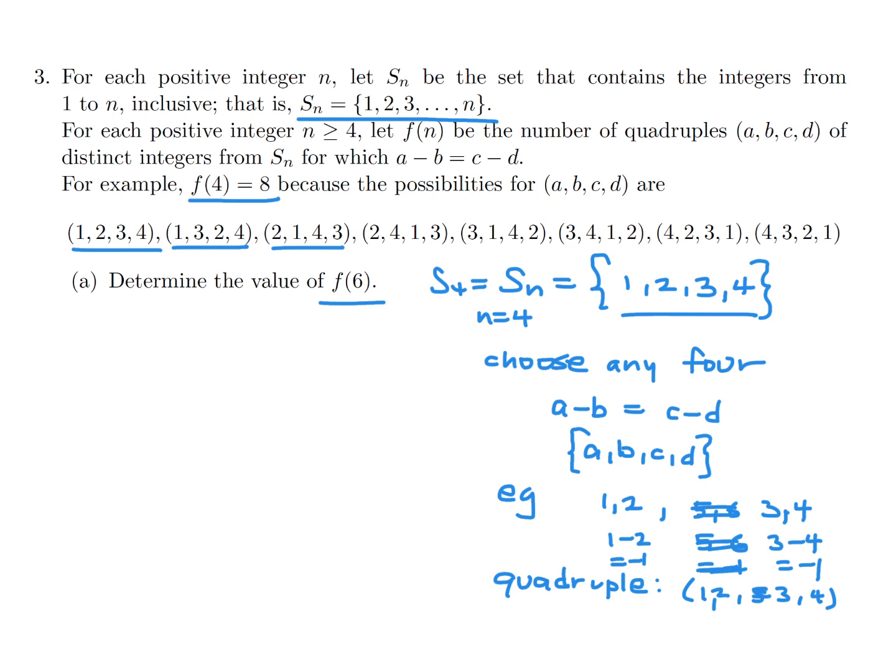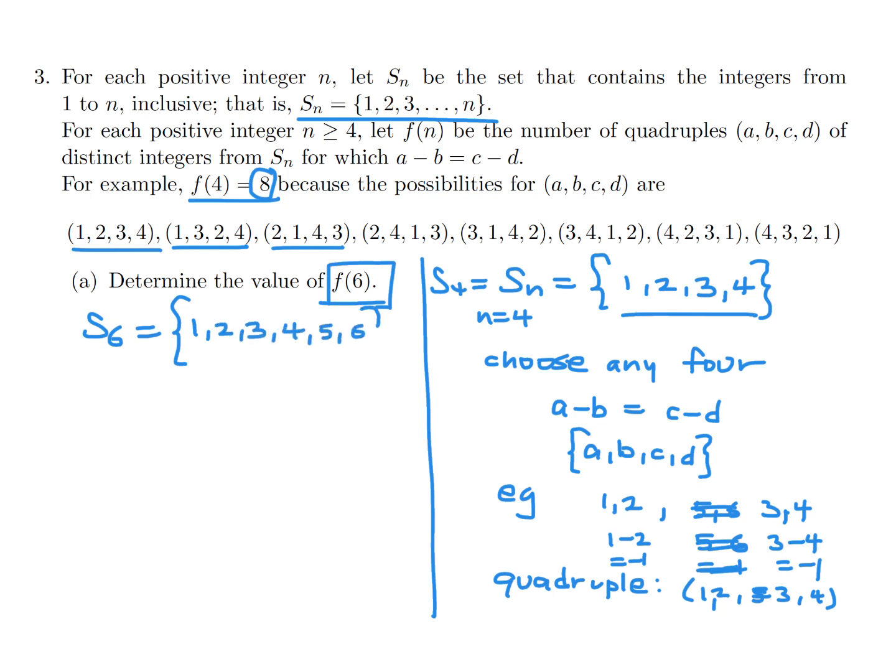And therefore f at 4 is 8, because the 8 represents how many quadruples you can get by doing that. So now they're saying determine f at 6. So f at 6 is a little bit different. For f at 6, first you have to figure out s at 6. That's 1, 2, 3, 4, 5, 6. So that's where that 5 and 6 came in. That's why I was excited to do it over there, even though I'm explaining this guy.